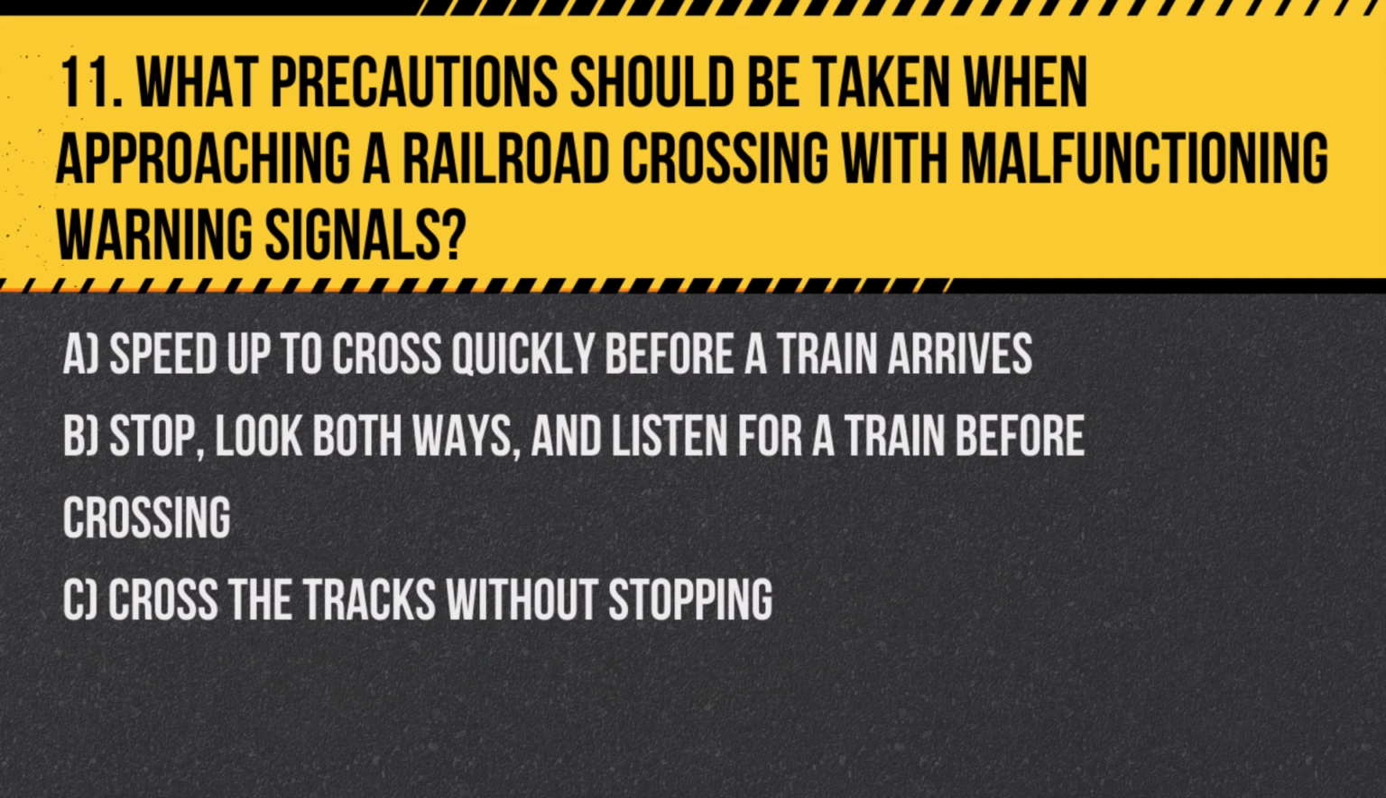Question 11. What precautions should be taken when approaching a railroad crossing with malfunctioning warning signals? A. Speed up to cross quickly before a train arrives. B. Stop, look both ways, and listen for a train before crossing. C. Cross the tracks without stopping. Answer: B. Stop, look both ways, and listen for a train before crossing. This cautious approach is essential for safety due to the potential for an approaching train.